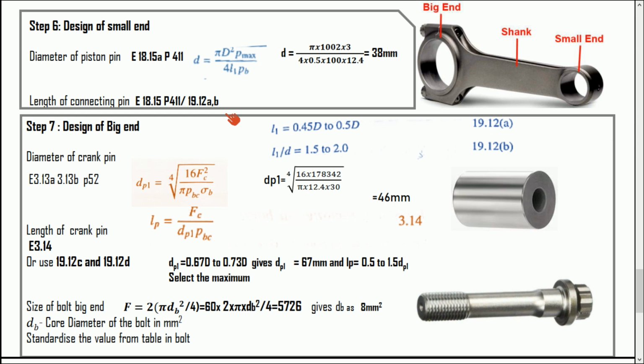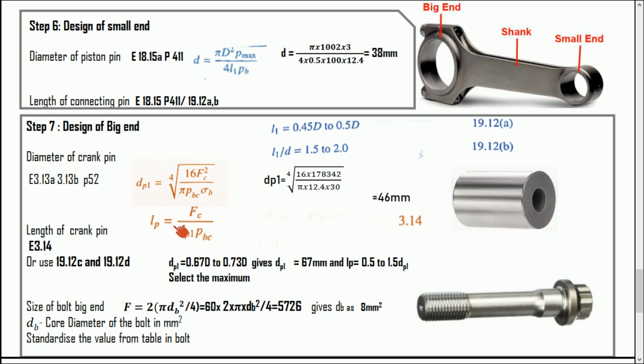Similarly, we will go for the design of the big end, where we will be calculating the crank pin. Every equation is given over here. All these substitutions are straightforward, and there is no need for any kind of confusion. Upon substituting all these values, we get 46 mm as the diameter of the crank pin. Also the length of the crank pin is obtained using the equation 3.14, and we can use this equation for the calculation.